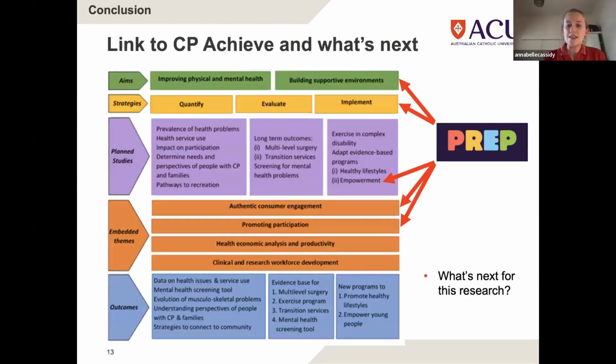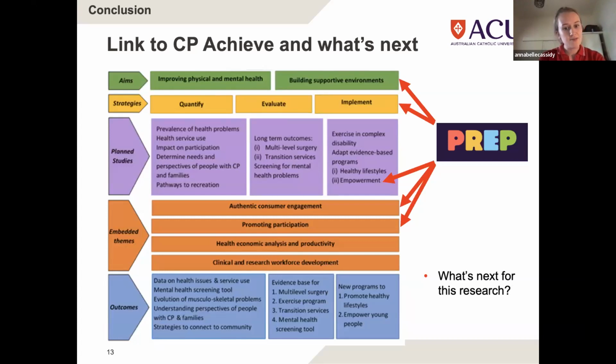This study ties in with CP Achieve work for a number of reasons. The PrEP work comes under the empowerment umbrella of planned studies. In this work, we have adapted PrEP for the Australian context and for young adults through authentic consumer and stakeholder engagement. The aim of our work is to facilitate the implementation of PrEP so that we can build supportive environments and promote the participation of those with complex disability.